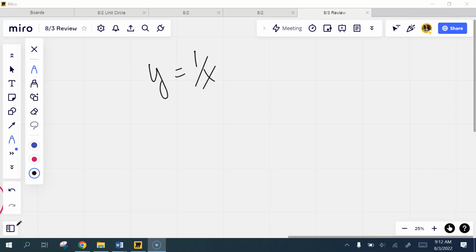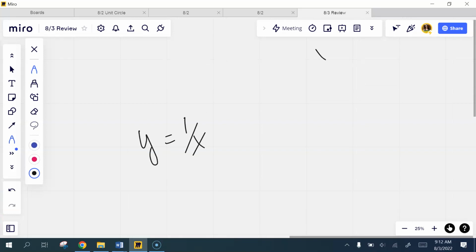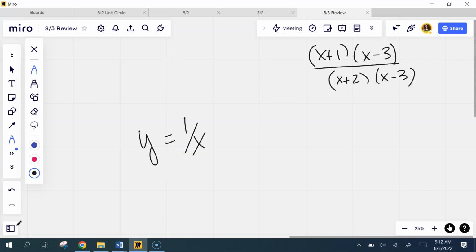Let me show you an example of what a hole looks like. When you have something like this, and these cancel out, do you remember that? That means there's a hole at 3. It messes with my continuity, and it messes with my domain. But when the bottom equals 0 not because it cancels, so in this case -2, I have a vertical asymptote. And we'll get to the horizontal asymptote.